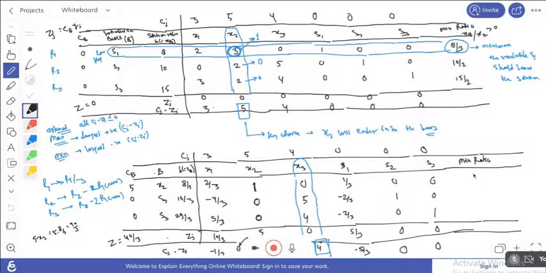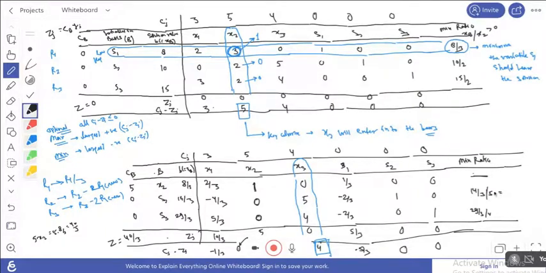Okay, so here 8 by 3, and here this is 0, 1. Here 0, so that we do not have to find here. And here is 14 by 3 divided by 5. So this equals to, okay. And here this 29 over 3 divided by 4.